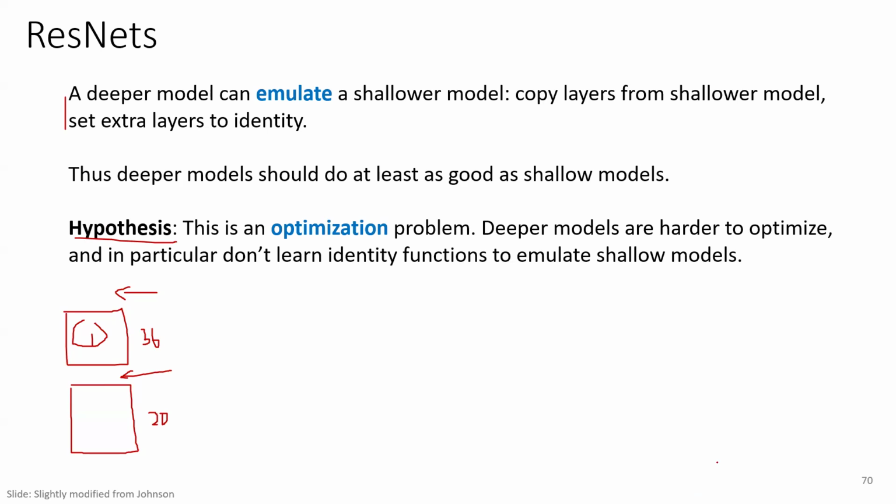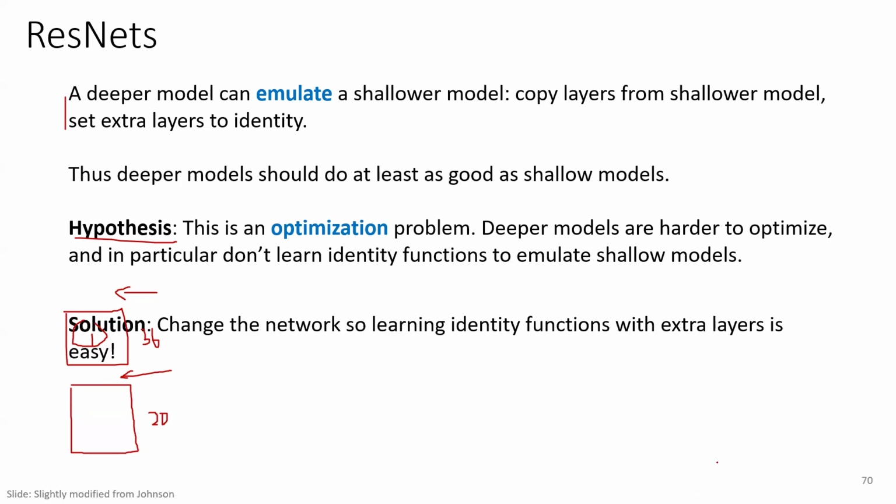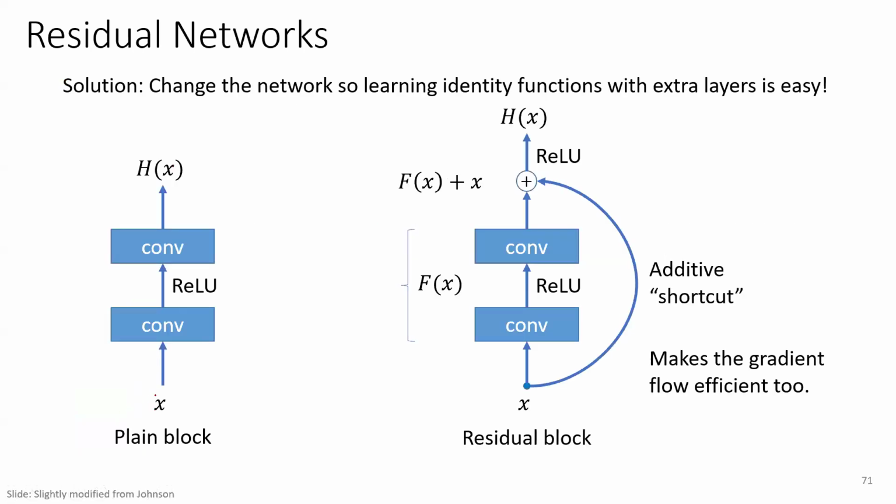Because of that, they realized, okay, if they cannot find a solution, change the network. Learning the identity function with extra layers should be easy. So what they did was, so they had the so-called plain block. So here is the input X. They had the conv, they had the ReLU here, they had the conv, and then you have the output, let's call it H(x). So what they did was they took the input X here and directly added it after the two conv layers. The adding means just one, right?